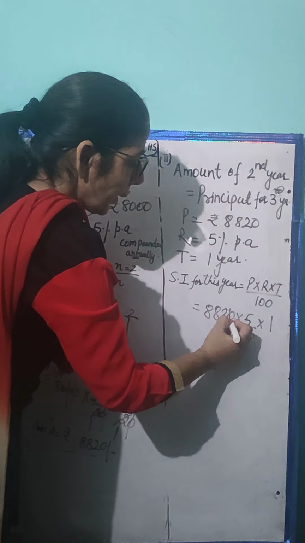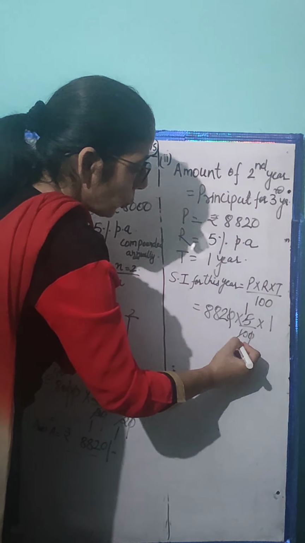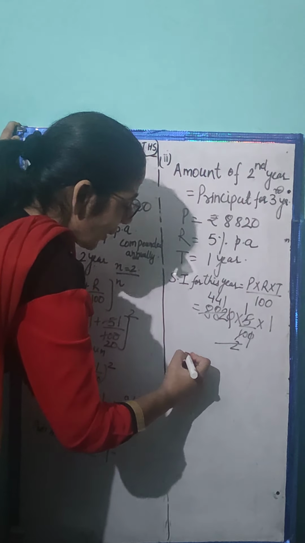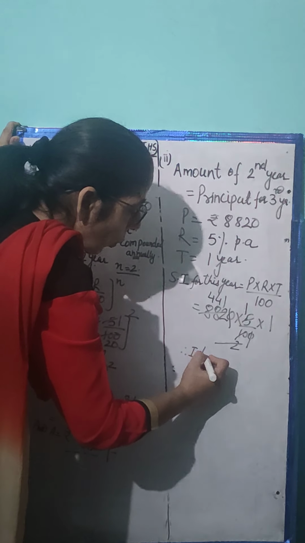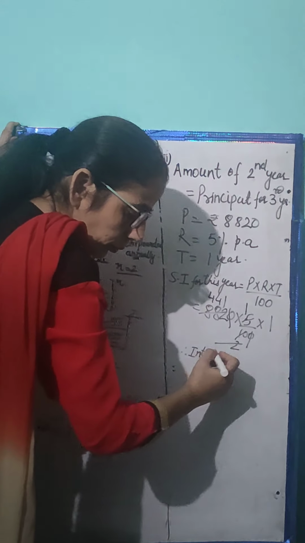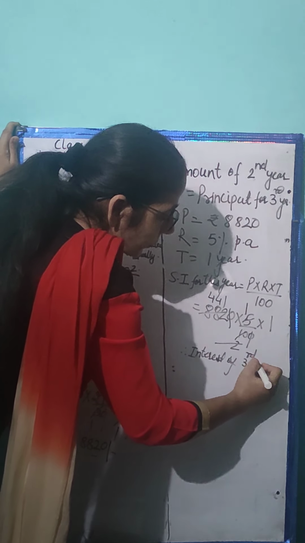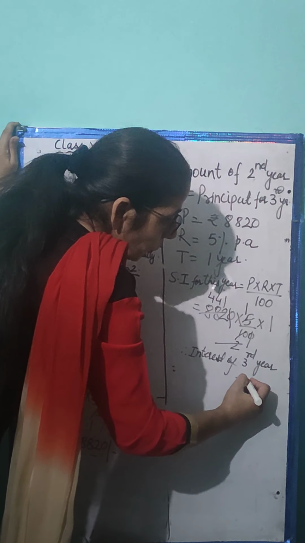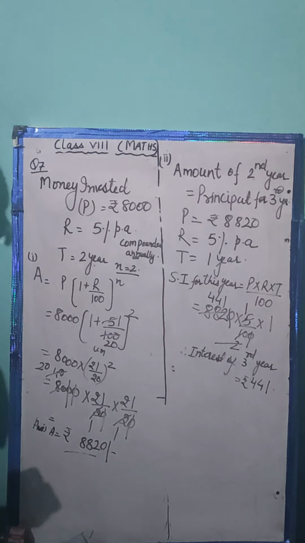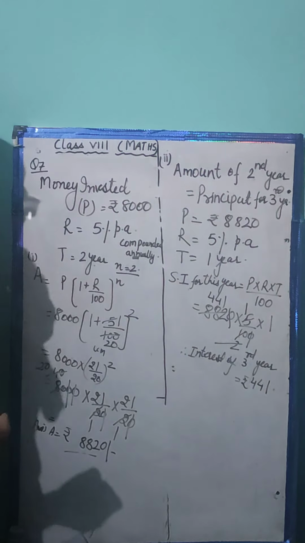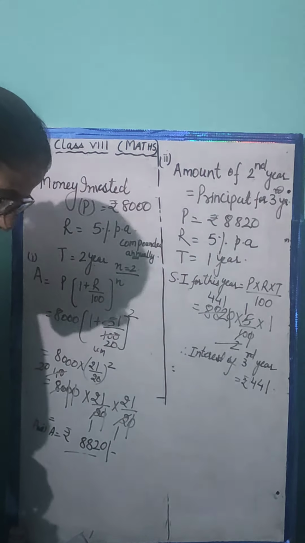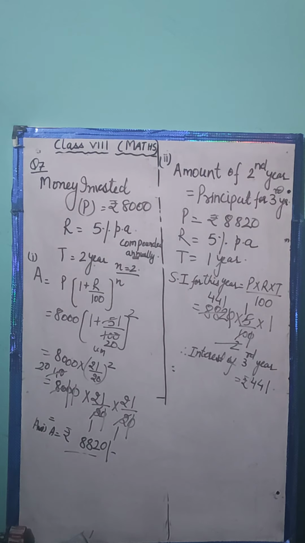So 1 here cancel. 5 2s are 10. 2 4 4 1. So it means therefore interest of third year is equal to rupees 441. I hope you have understood this question also. So we have done question number 3, 4 and 7. In the next video, I will explain you some more questions. Thank you.